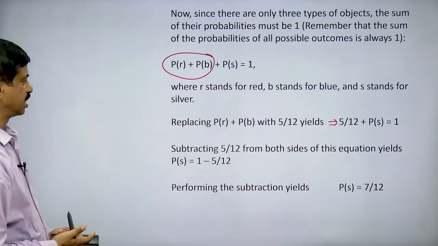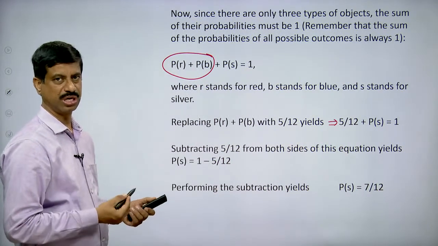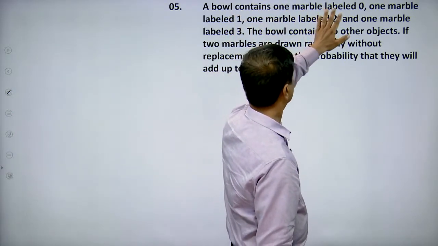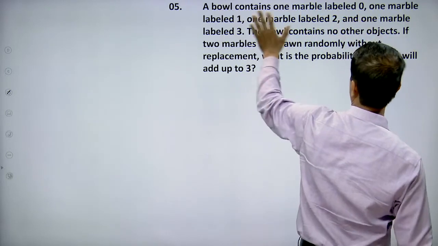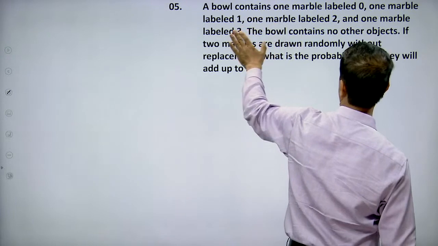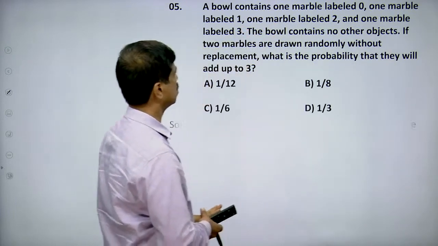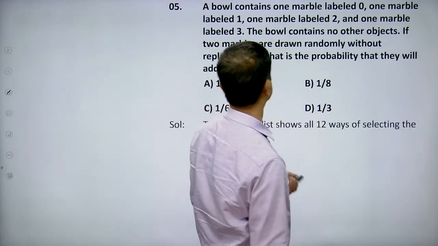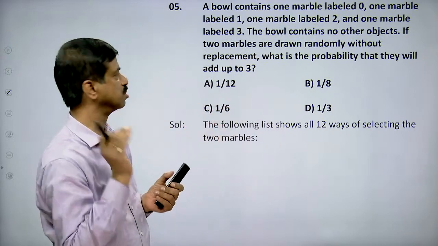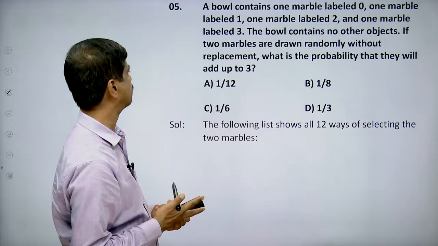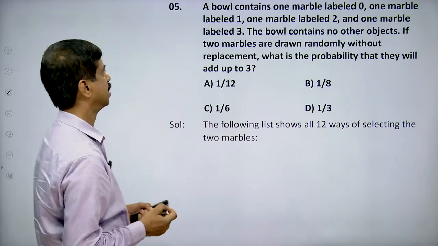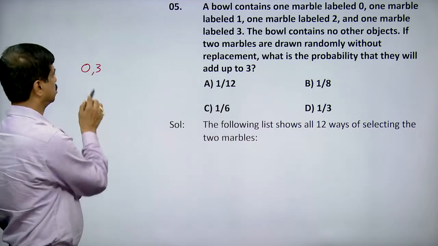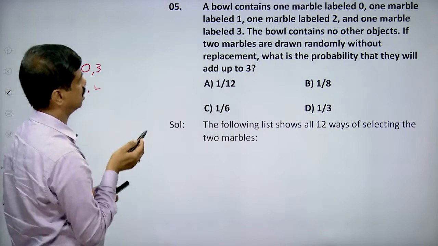Right, children? So let's go to the next question so that we understand that also. A bowl contains 1 marble labeled 0, 1 marble labeled 1, 1 marble labeled 2 and 1 more marble labeled 3. The bowl contains no other objects. If 2 marbles are drawn randomly without replacement, means first is taken and second is also taken, what is the probability that they will add up to 3? So what all can be 3? 0 and 3, or 1 and 2. These are the possibilities, right?